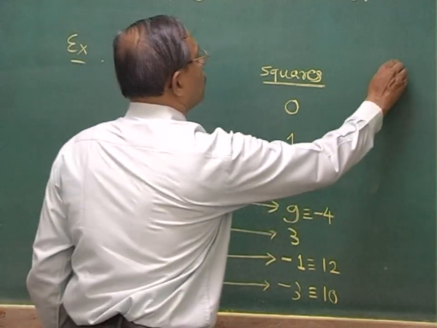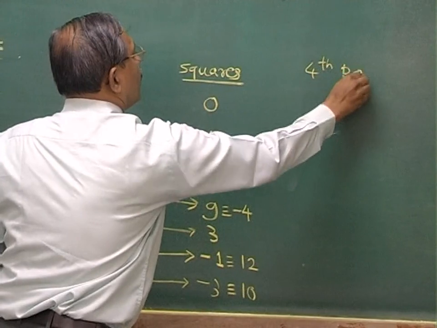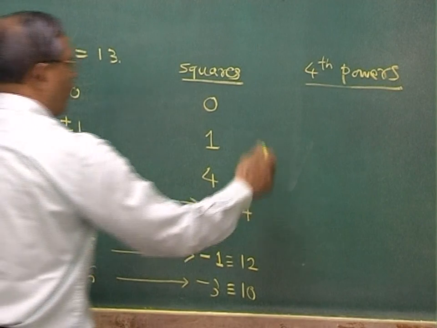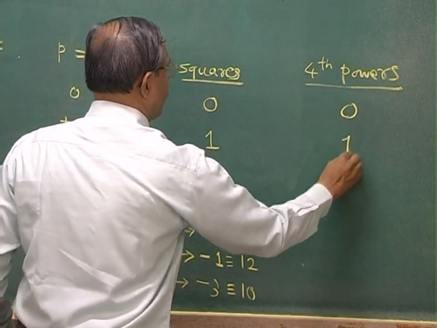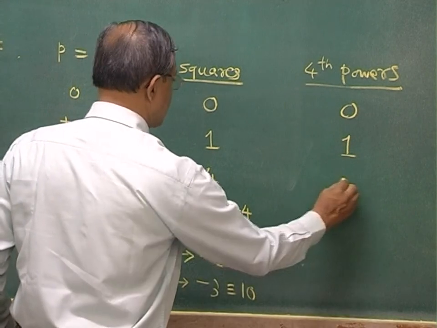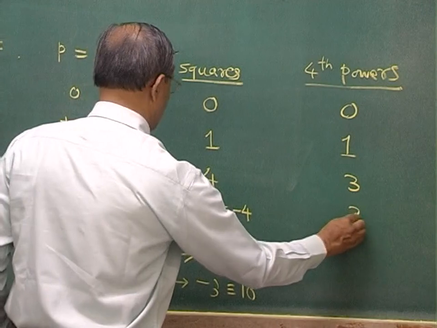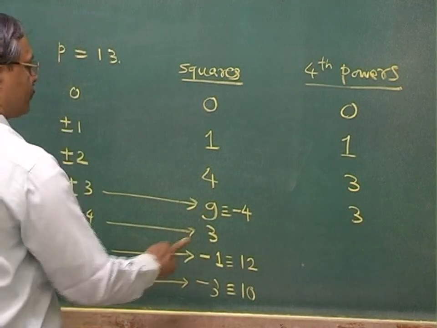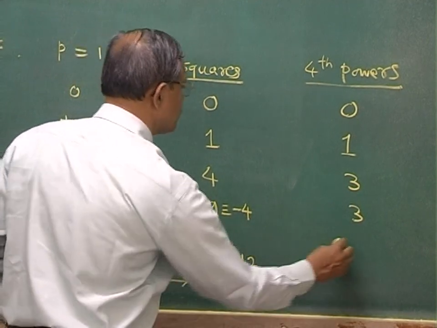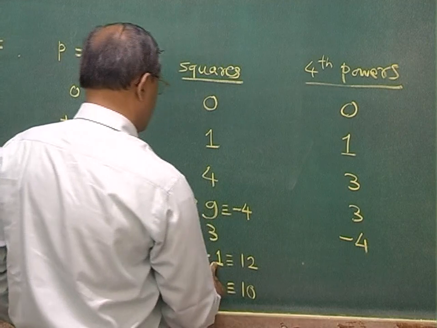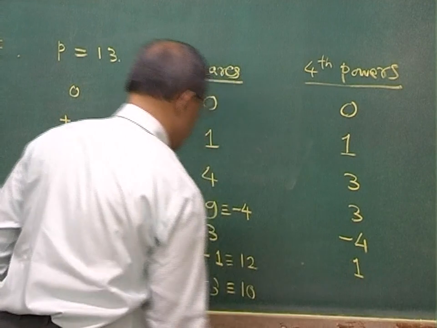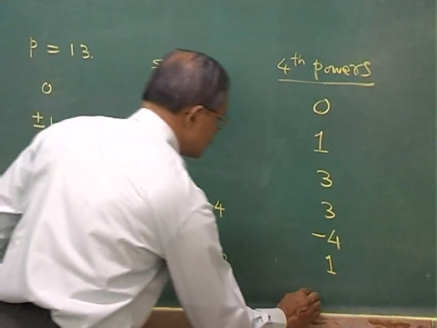Now if you take fourth powers: zero squared is 0, 1 squared is 1, 4 squared is 16, which is 3 mod 13; again this is 3, then 3 squared is 9, which is minus 4; now this is 12, minus 1 squared is plus 1, then 3 squared is 9, which is minus 4.